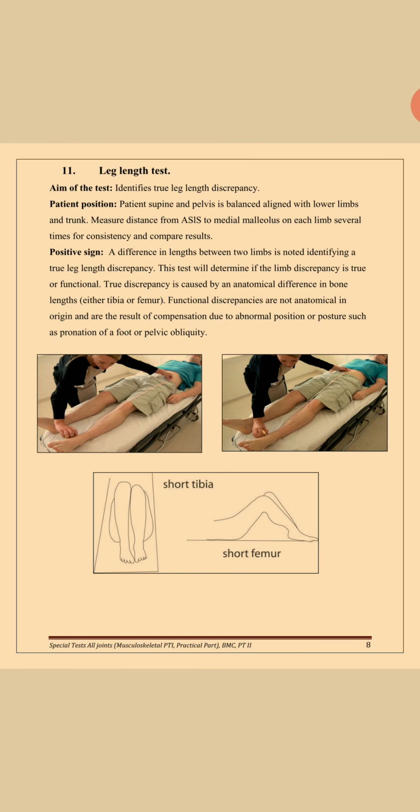True discrepancy is caused by an anatomical difference in bone lengths, either tibia or femur. Functional discrepancies are not anatomical in origin and are the result of compensation due to abnormal position or posture such as pronation of foot or pelvic obliquity.